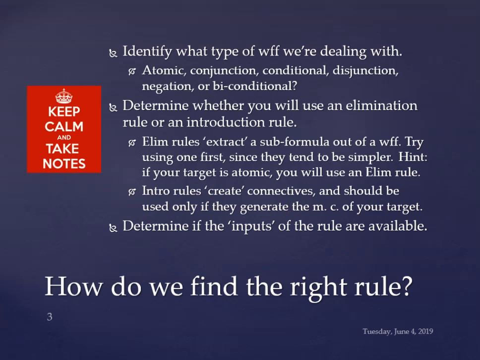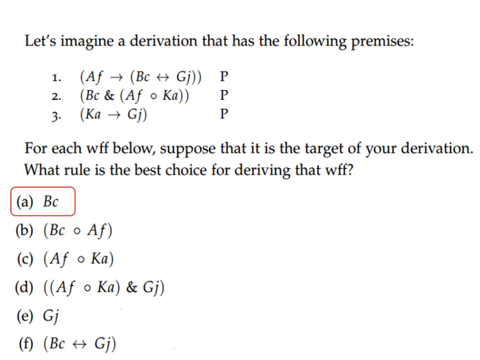So for exercises on how we find the right rule, I just want to go over something like this. This is out of the book. Let's imagine that you have a derivation that has these premises. The problem says that for each formula below, suppose that the target of your derivation is what's listed here. What's the rule that's going to be the best choice for deriving that formula? Now, this one should be fairly easy and straightforward. You see BC, that's your target, and now you're given those premises.